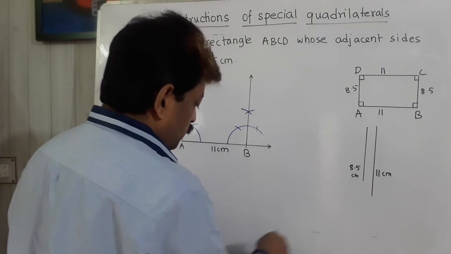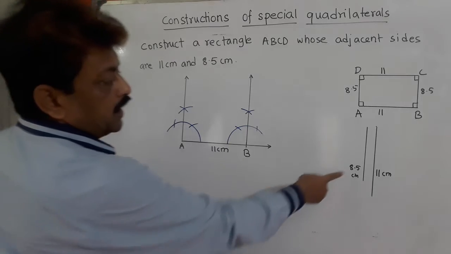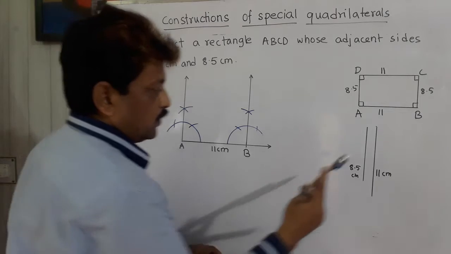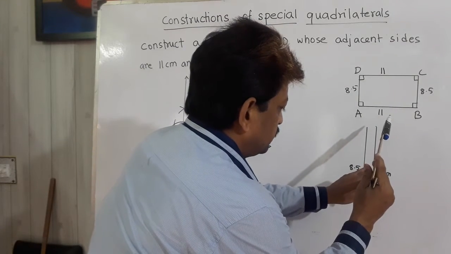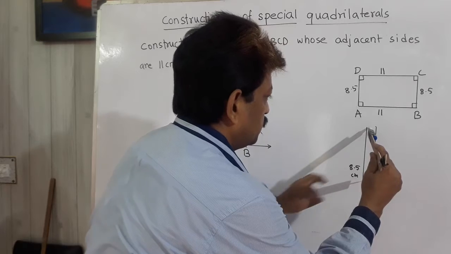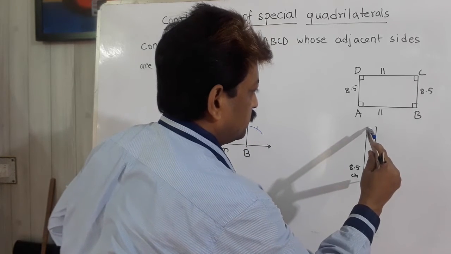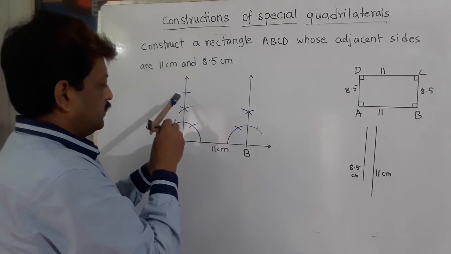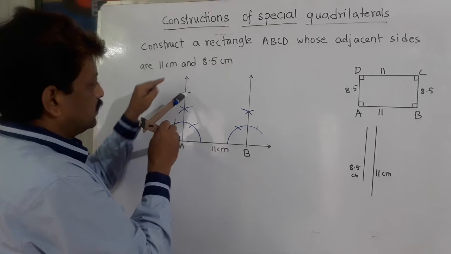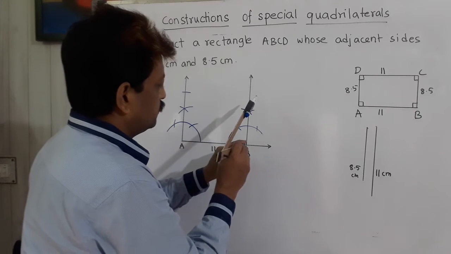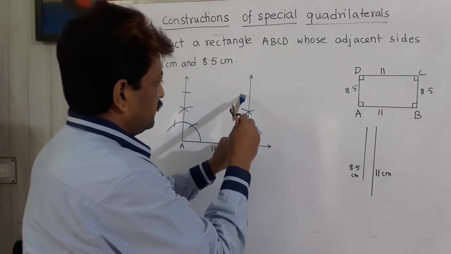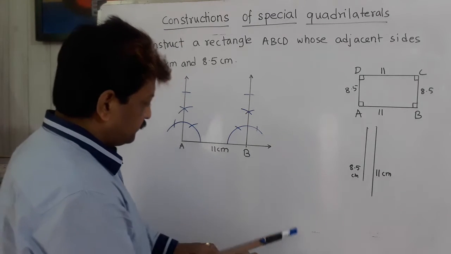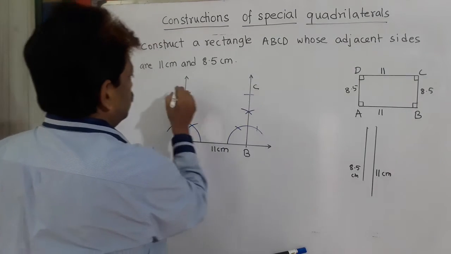Next, what we have to do? We have to take the measure 8.5 centimeter, because AD and BC both are 8.5 centimeter. So I am taking 8.5 centimeter from this line. Place the compass at A and draw an arc to cut this 90 degree line. Similarly here also place the compass at B and cut the 90 degree line. So these are the two required points, C and D.